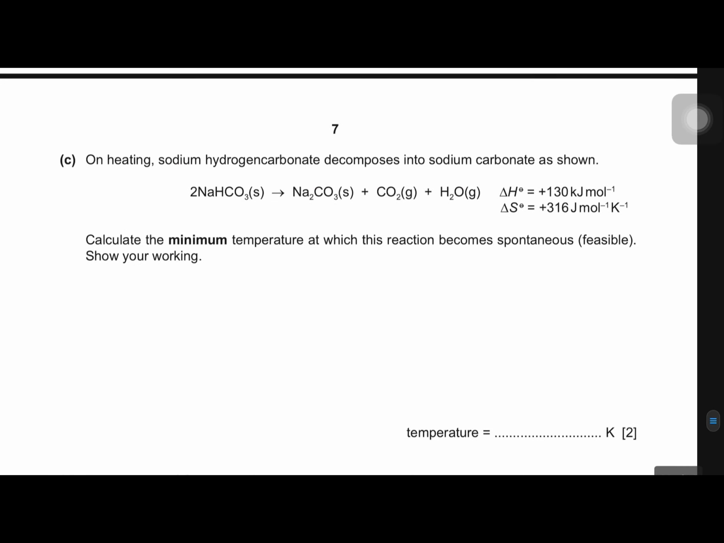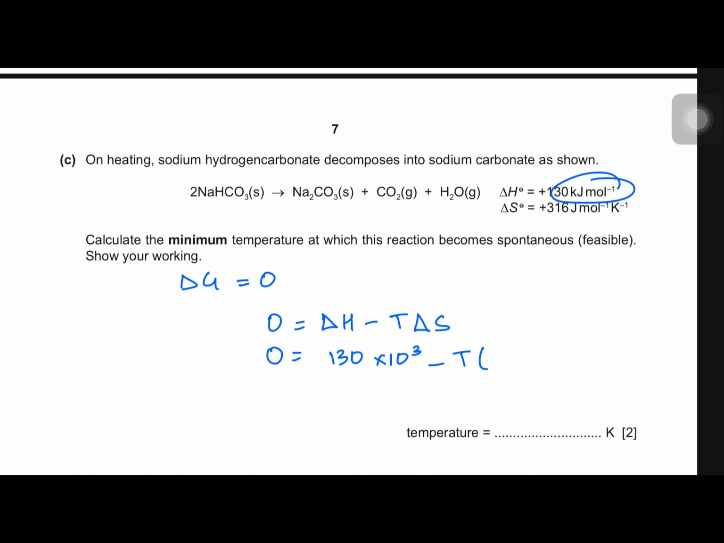Moving on. On heating, sodium hydrogen carbonate decomposes into sodium carbonate as shown. Calculate the minimum temperature at which this reaction becomes spontaneous. Now we know that delta G should be taken as 0. So 0 is equal to delta H minus T delta S. 0 is equal to 130 kilojoule, right? So kilojoule becomes 130,000 joules minus T, and delta S is 316.